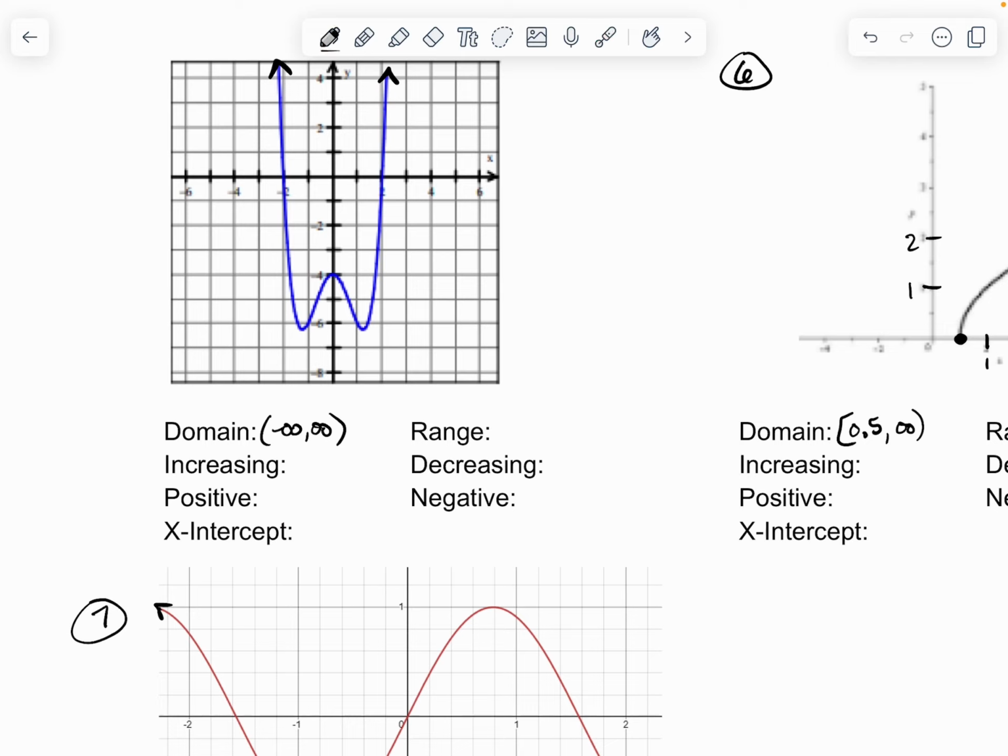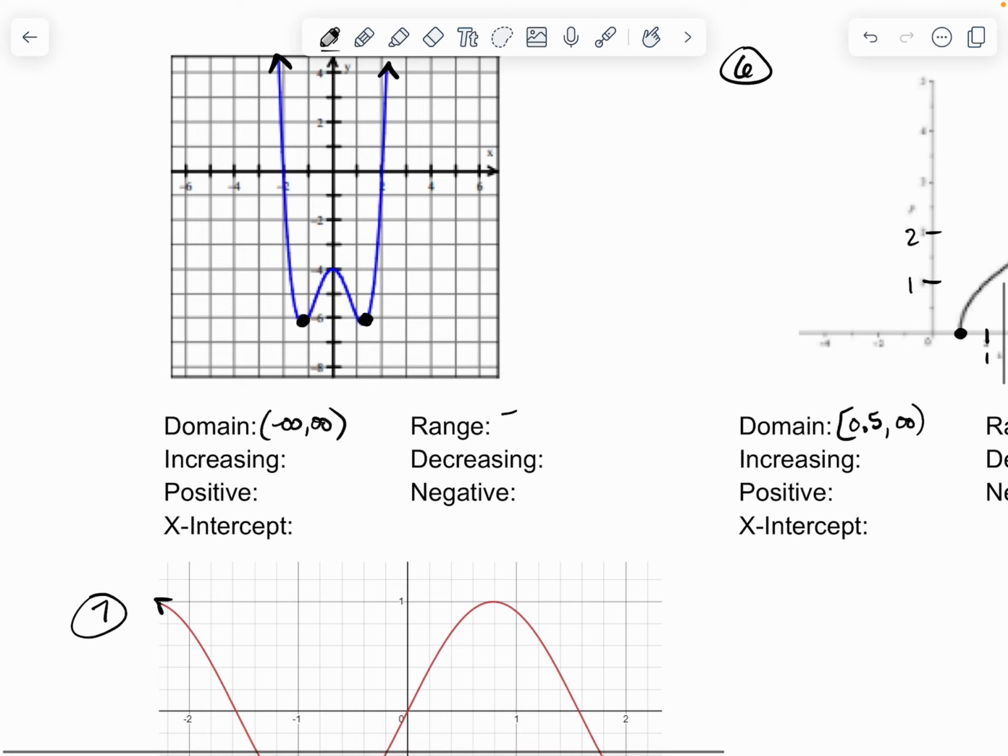All right, my range here. I'm going to have to estimate just a little bit. But let's just say there's a dot. Okay, we can make this adjustment. Let's say that there's an actual dot there at negative 6. So my range for this one is going to include negative 6, and it's going to go up to infinity.